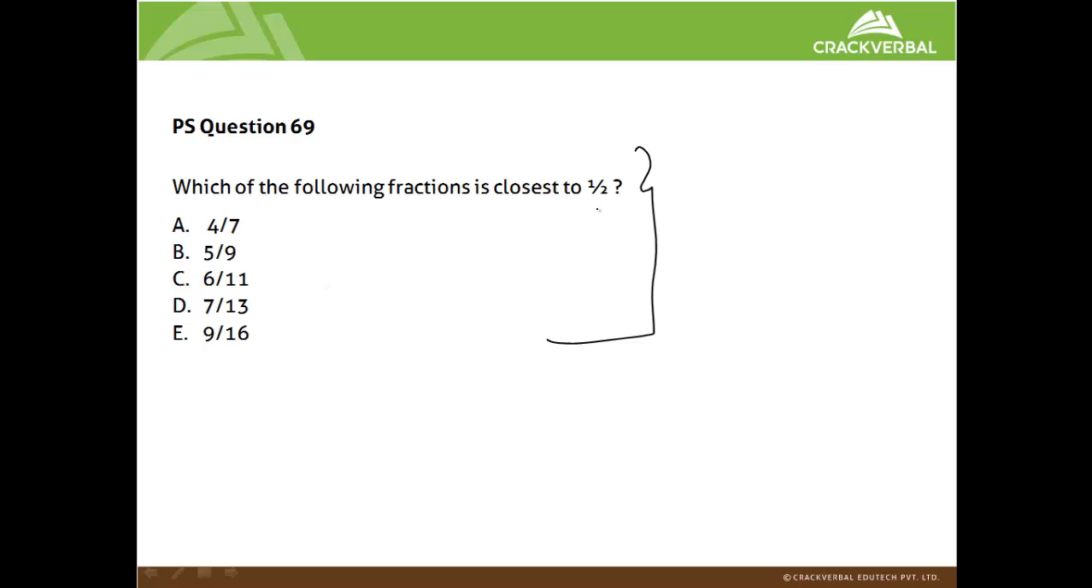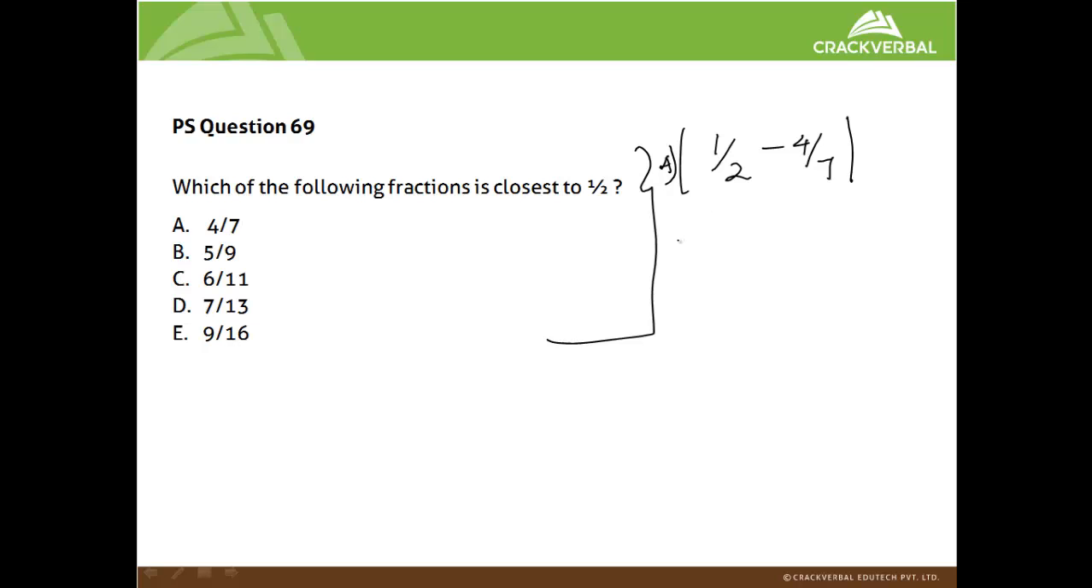Get rid of this question as quickly as possible. Don't do too much calculation. If somebody is good at converting fractions to decimals, this question will hardly take 30-40 seconds. Otherwise, to solve this mathematically, they are basically asking for the difference between 1 by 2, half, and each option, and the value should be the least. Whichever gives you that least value should be the answer.